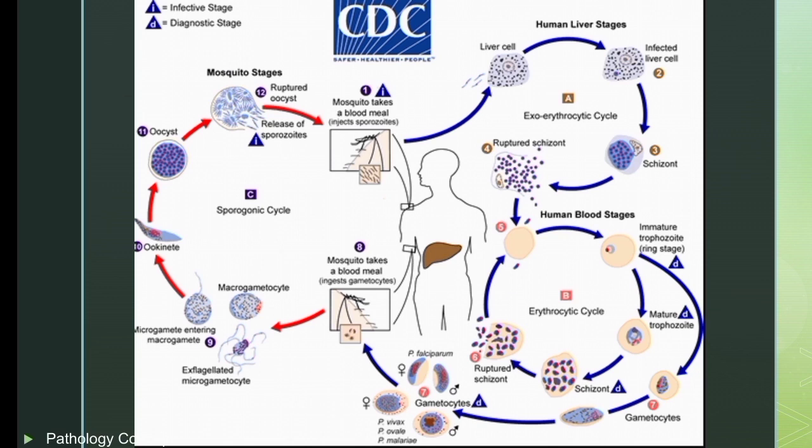These ookinetes invade the midgut wall of the mosquito where they develop into oocysts. These oocysts grow, rupture and release the sporozoites. These sporozoites reach the mosquito's salivary gland, and enter the human host while the mosquito is feeding on human blood. So the cycle is completed here.